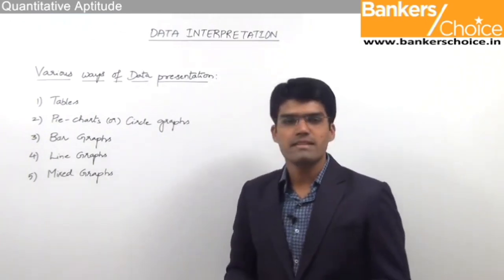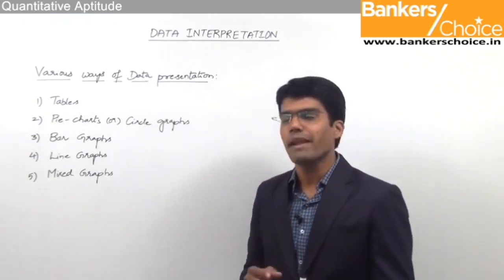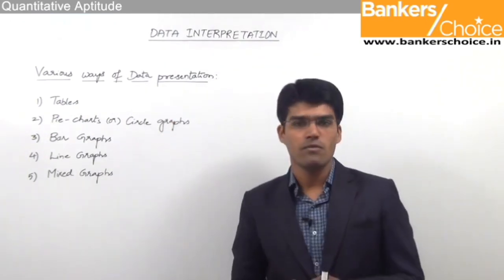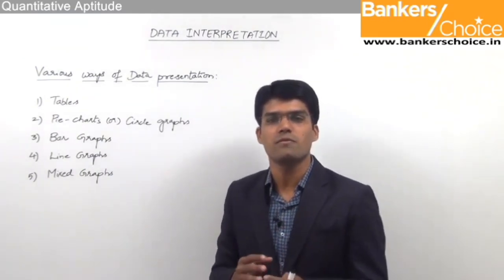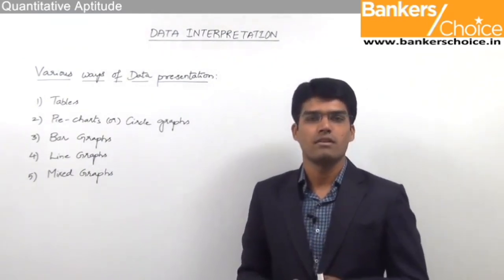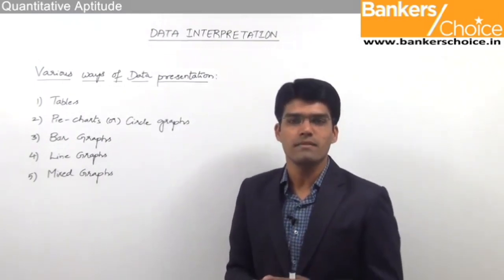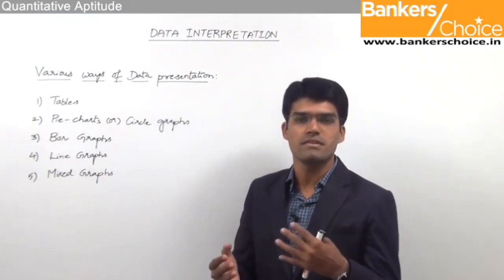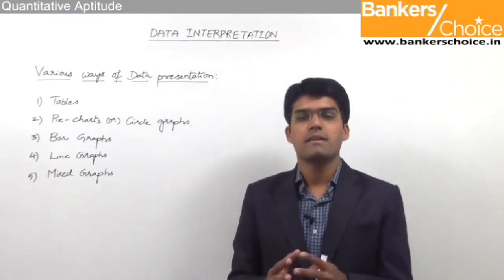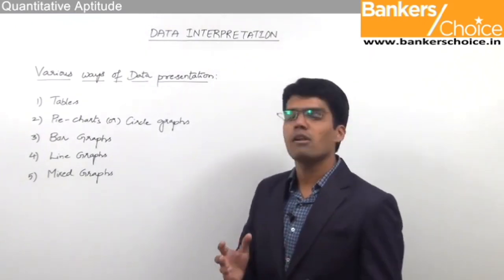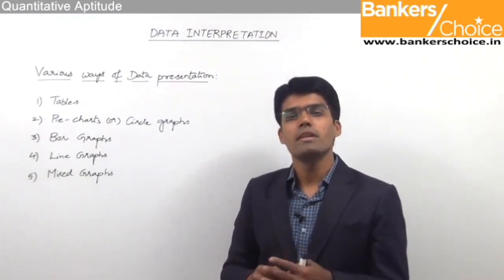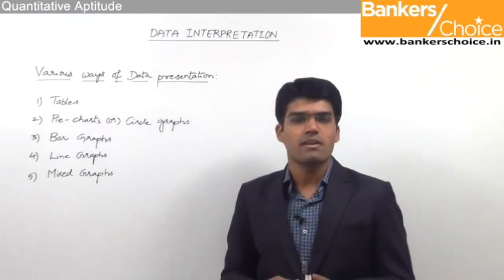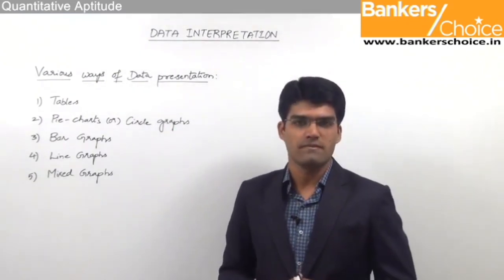And the last one, as you can see here, is mixed graph, which is nothing but a combination of any of the above 4. For example, in some cases the information is given in terms of a table along with a line graph. So the table shows some part of the information and relevant information is given in the line graph. And in some cases we find pie charts are given along with line graphs or bar graphs or tables. So any combination of the above 4 types of graphs or charts is called a mixed graph.